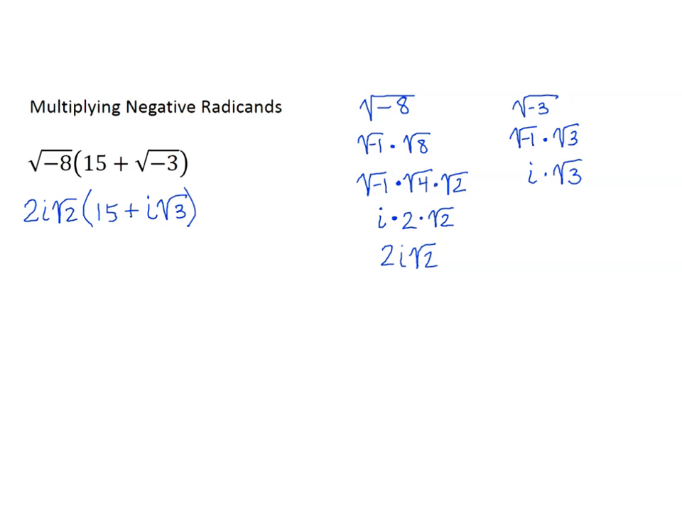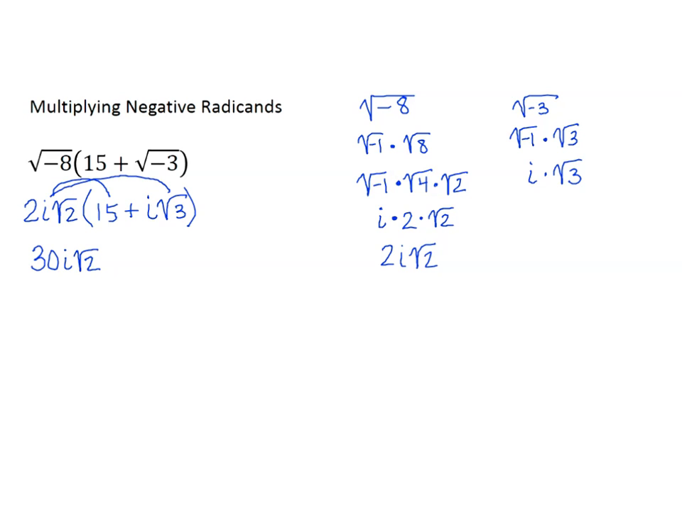So now I've got to distribute. So when I distribute, I do this times this. I'm only multiplying the real number out in front, which is 2, by the real number on the inside. So I would get 30i root 2. Just as if it were an x. If it was 2x times 15, I would get 30x. So since I have 2i root 2 times 15, I get 30i root 2.